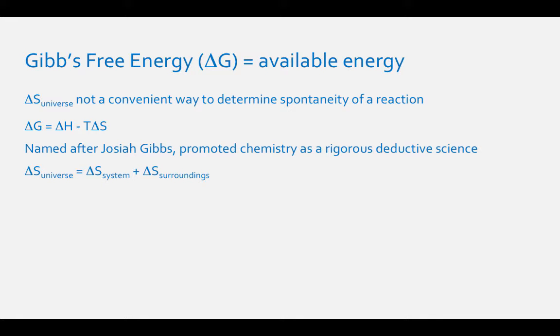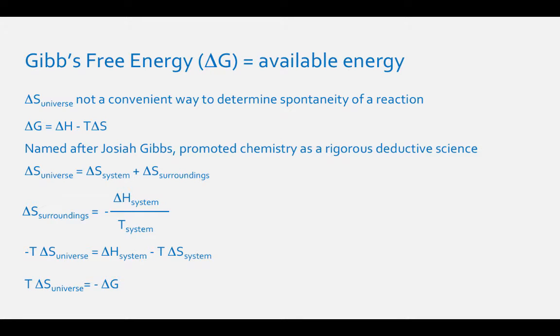Delta S of the universe equals delta S of the system plus delta S of the surroundings. Delta S of the surroundings equals negative delta H of the system divided by the temperature. Plug this value of delta S of the surroundings into the equation and rearrange, and you find that negative temperature times delta S of the universe equals the delta H of the system minus the temperature times the delta S of the system. This means that temperature times delta S of the universe is equivalent to the negative of Gibbs free energy.